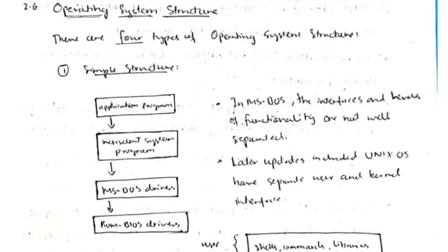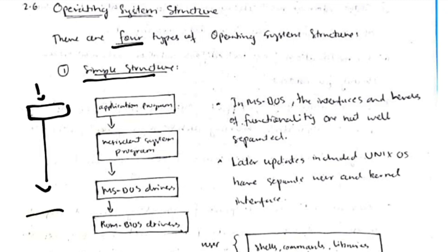Let's look at the operating system structure. There are 4 types. First one is simple structure, which was used in olden days. In that, the application programs written by the user were directly written onto the hardware, meaning the disk. So it's very unsafe, and it's very less organized.